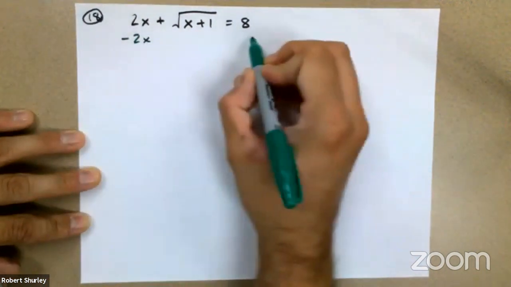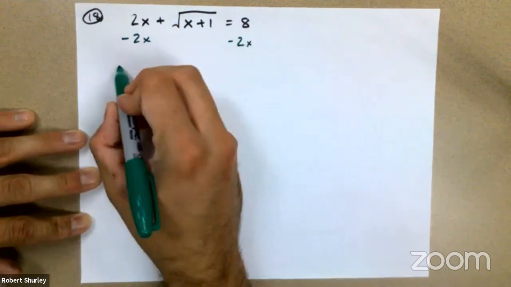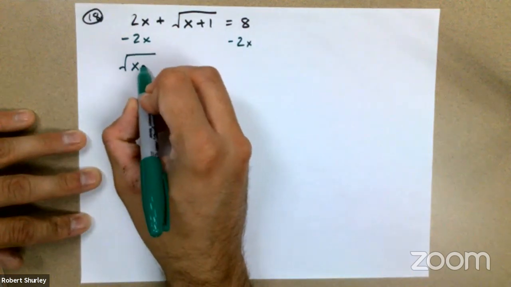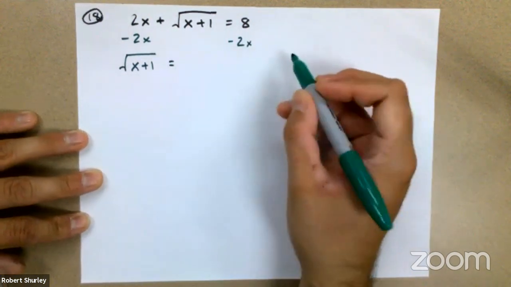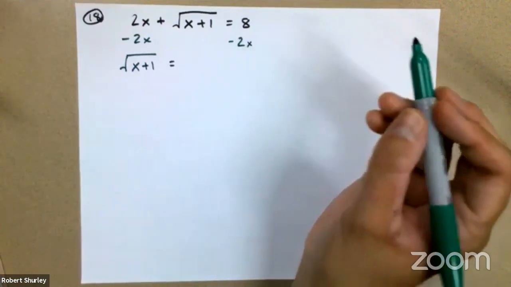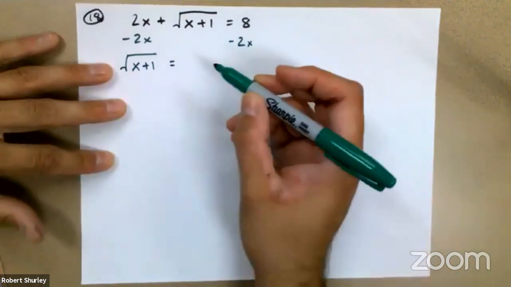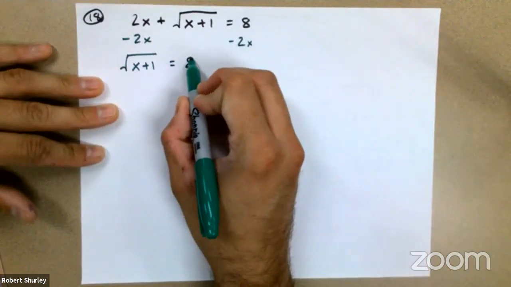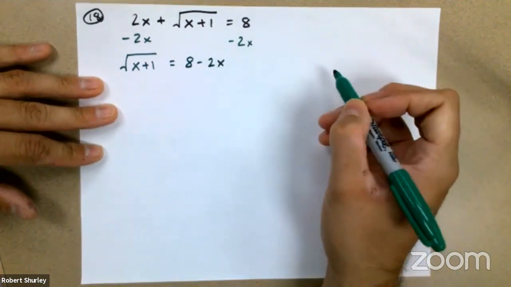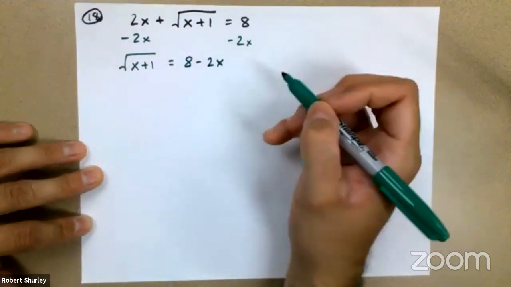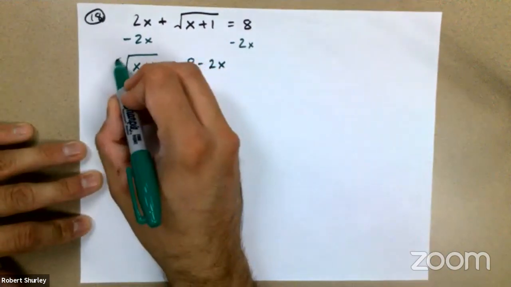So I'm going to move the 2x over. So I get the square root of x plus 1 equals, now you can either write negative 2x plus 8 or 8 minus 2x, doesn't matter. Once we square it, it's all going to come out in the wash. So I'm going to write this as 8 minus 2x. But you'll see, if you square it, you'll get the same thing. At this point, I'm going to square both sides.